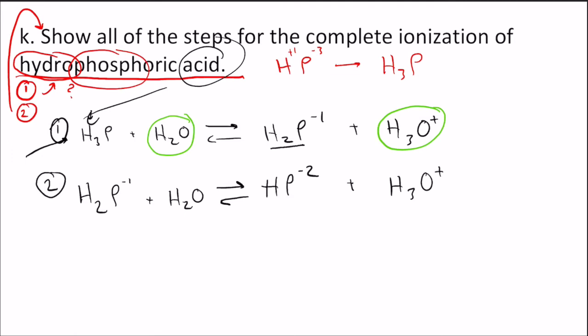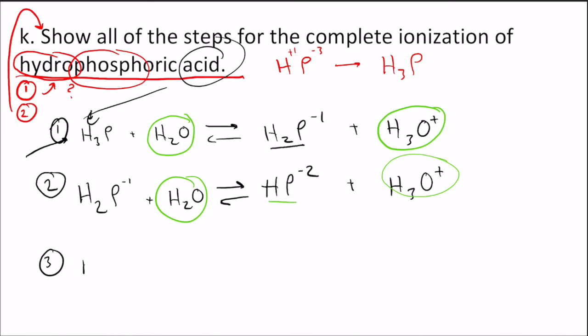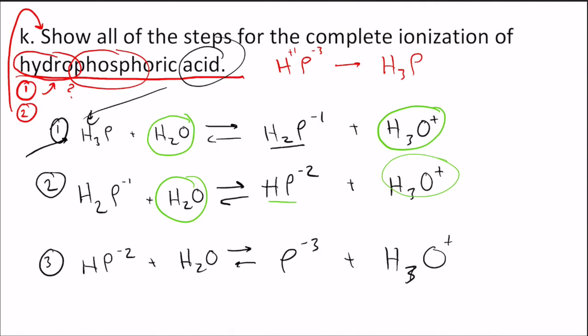All right, so again, you still end up with H3O, H2O. Now notice there's another H over here, which means we have another step, the third step. So now we have HP -2 plus H2O, double-headed arrow again because it's not a strong acid. And then what we're going to have now is that HP -2, it's going to lose another H plus, and that's going to make this just phosphide, the charge, right? -3 plus H3O plus. And then this would show all the complete steps, the complete ionization for hydrophosphoric acid.